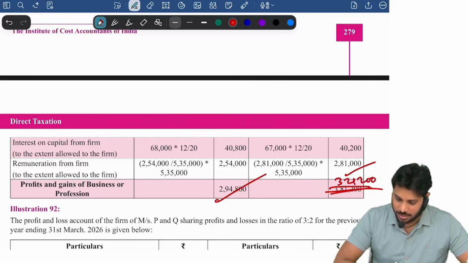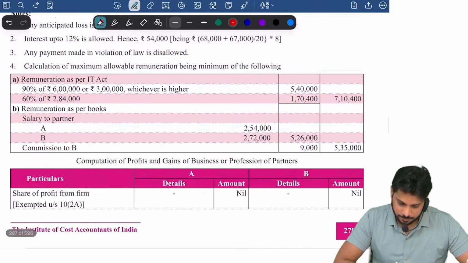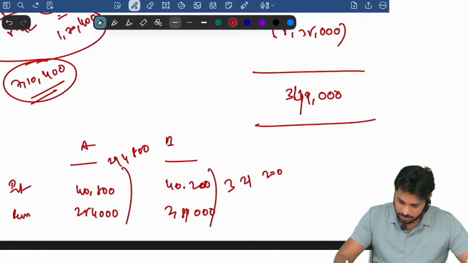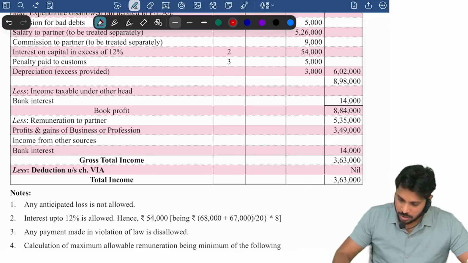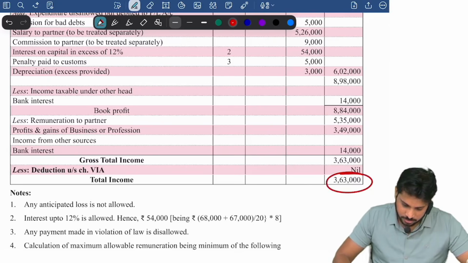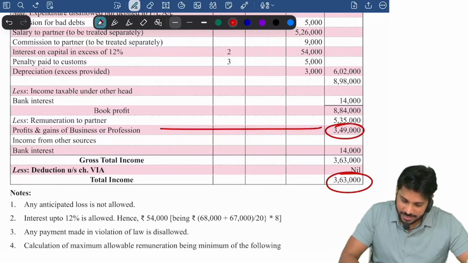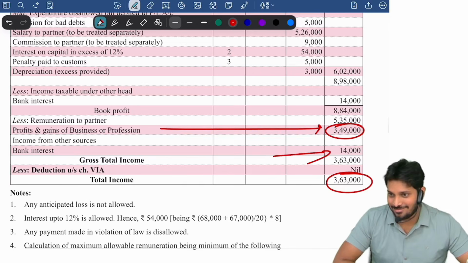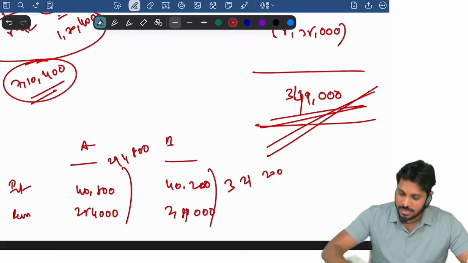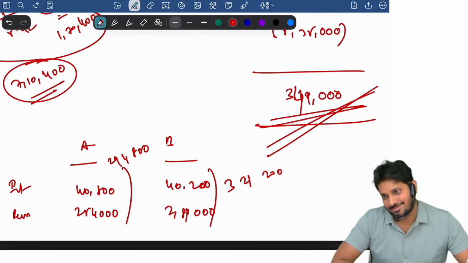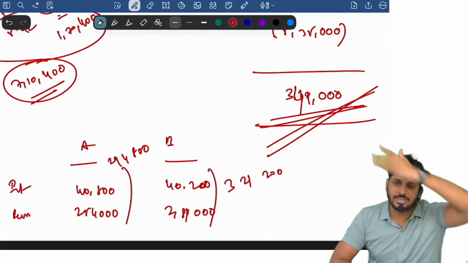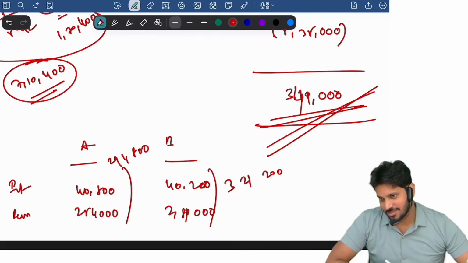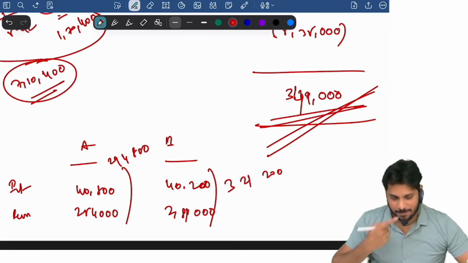Okay. Now income of the firm, how much did we get? 3,49,000 we got, no? Here they are saying 3,63,000. Yeah. Okay. 3,49,000 is correct. Other sources is 40,000. We only computed the income of the firm, 3,49,000, which is correct. And 40,000 you add, and you will get the total income of the firm. That's it. Easy, no? That's it.